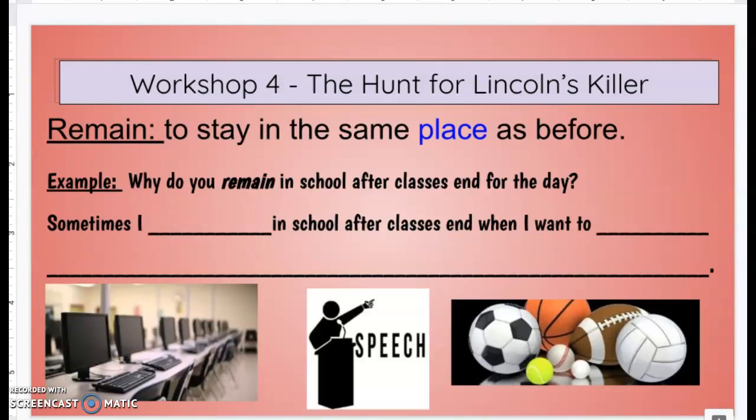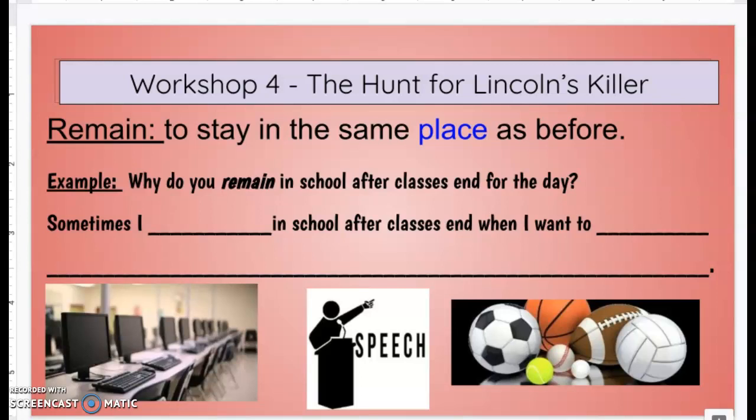Like you've probably heard the teachers say, we will all remain in class until the bell rings. That means you're going to stay in the same place as before. And you'll notice the blue word is what you will write in that definition. So again, if I were to say we will all remain in class until the bell rings, that means we will all stay in the classroom until the bell rings and you are dismissed to leave.